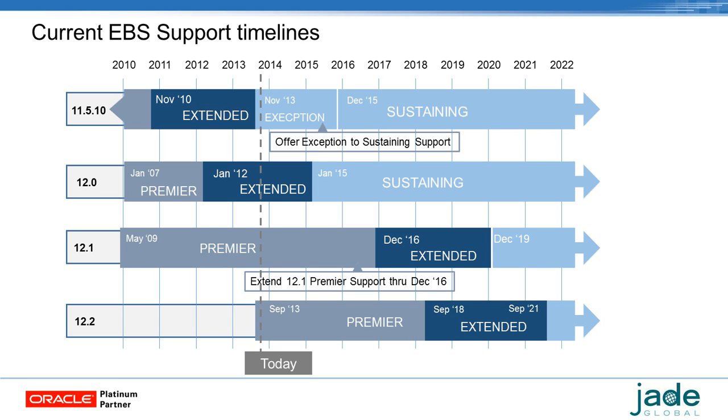Whereas R12.2, which was introduced at Open World last year in 2013, we are going to get premier support till first quarter of 2019, and after that, the extended support is going to be there till mid of 2021. So we are talking about around 8 to 10 years of support provided by Oracle officially. We wanted to introduce this because this will help you decide what kind of EBS version you want to upgrade to, as one of the deciding factors for your R12 upgrade.